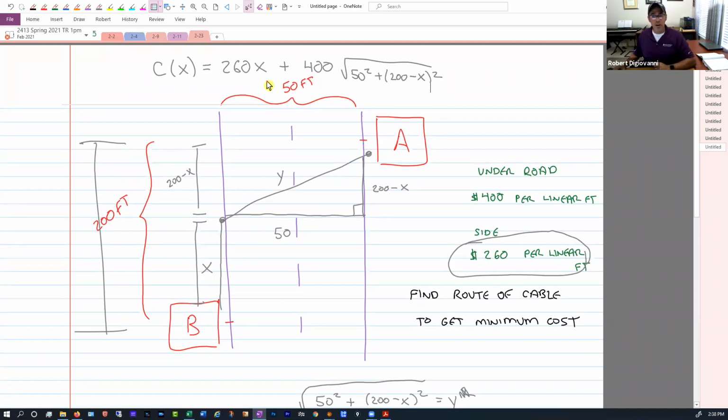And what I'd like to know is where the lowest point on that cost function is. Because the lowest point on that cost function is where I'm going to spend the least amount of money, right? So I don't have time. We don't know how to do this yet, but I'm going to type this in here.